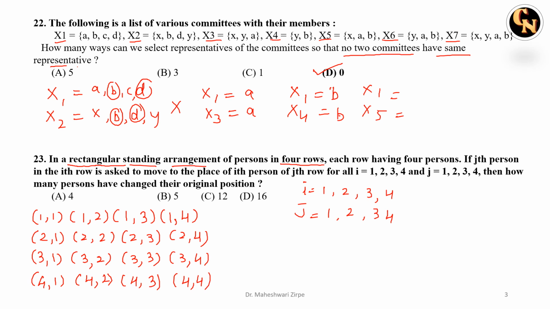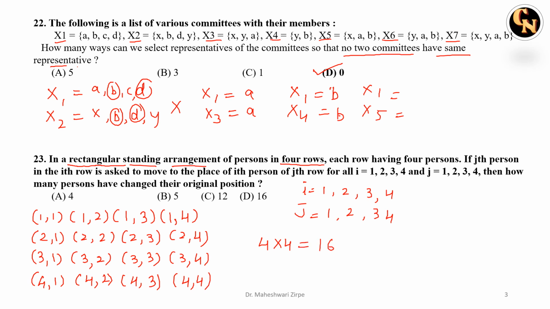Okay, so once you get this, now what they are saying: if the jth person in the ith row is asked to move to the place of the ith person of the jth row, it means we have to interchange the places of the members of the i and j rows. If you do so, how many possibilities have we got? 4 into 4 means 16, correct? Total possibilities we have got are 16.